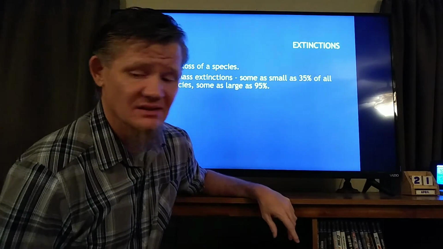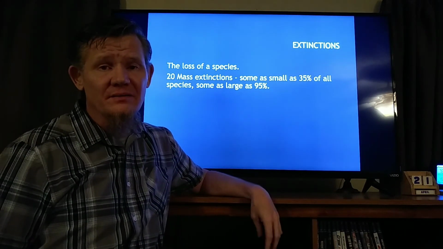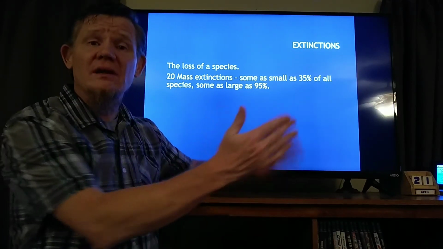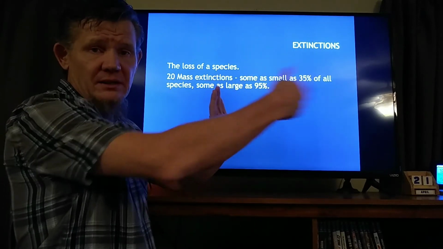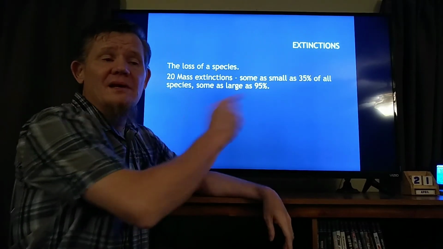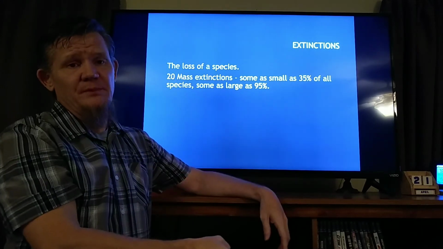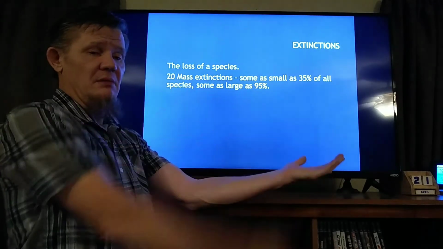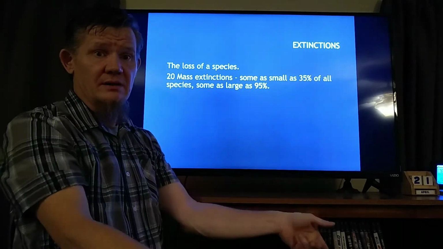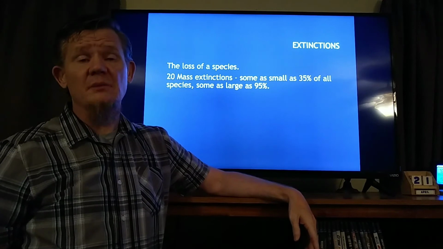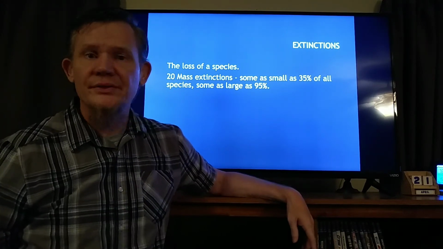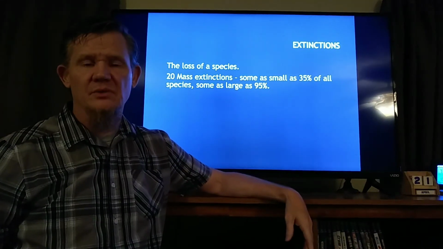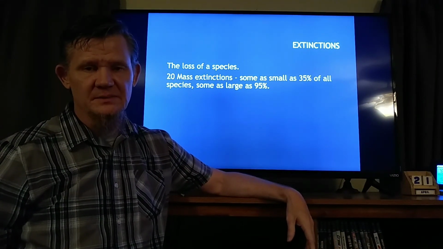Mass extinctions. There have been at least 20 of them in the history of the planet. Each breaking point, and within any history there are smaller breaking points, each breaking point in the history of the planet revolves around a mass extinction. Why did we divide this time from this time? Because there was a big mass extinction event between those two areas. Some of these mass extinctions were as small as only 35% of all species died, whereas some are as large as 95% of all species died.